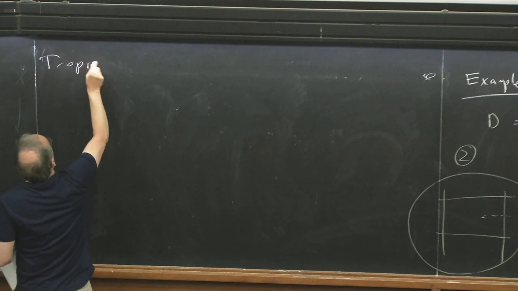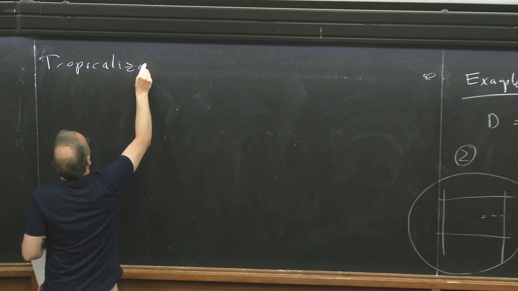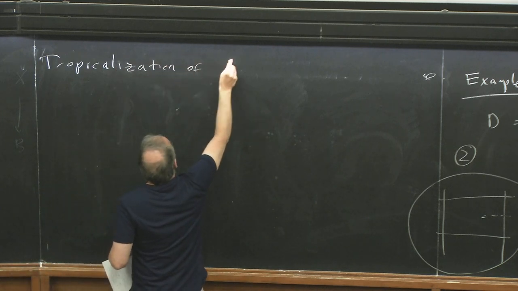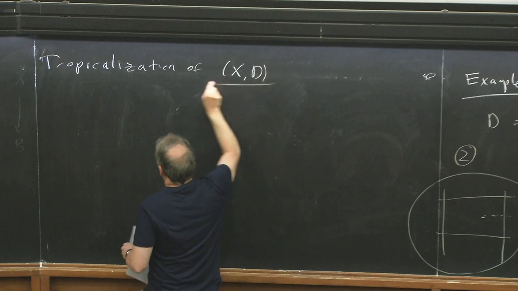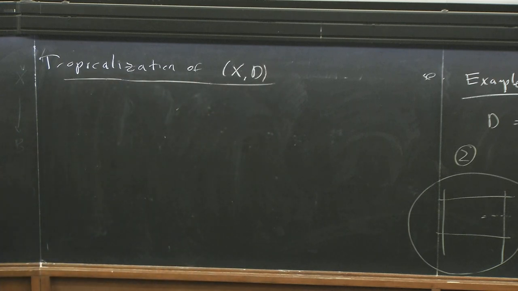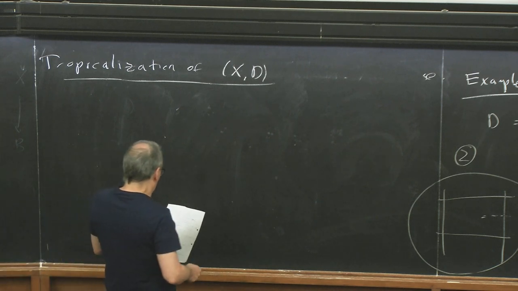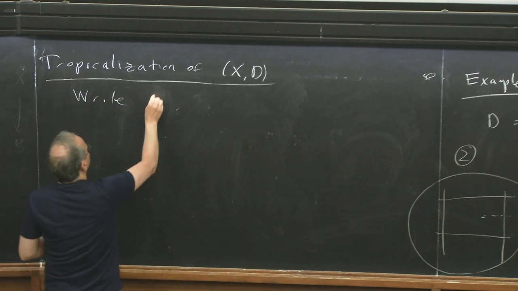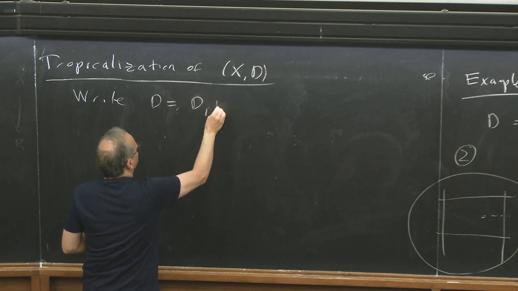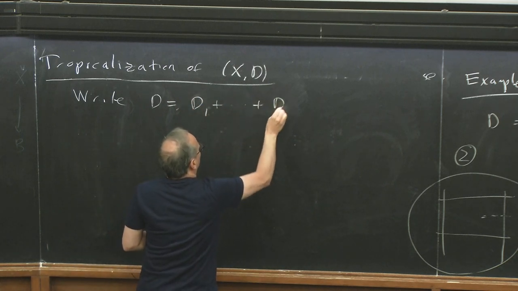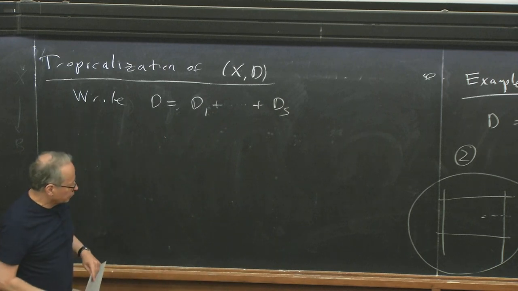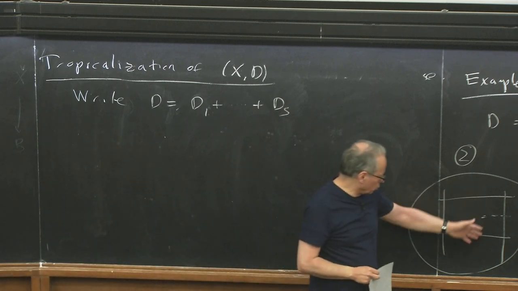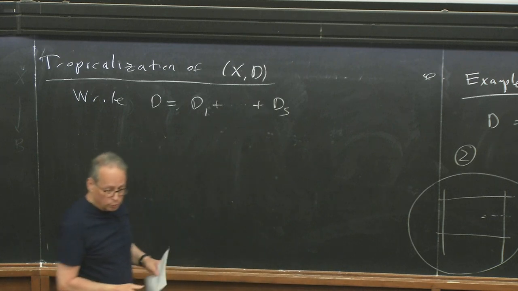So first, I'm going to talk about the tropicalization of XD. This is now a slightly fancier word for just talking about the dual complex of XD. But I'm going to go through this in some detail. So let's write D as some sum of irreducible components, D1 up to DS. So for example, here we have four irreducible components. So we have D1 through D4.